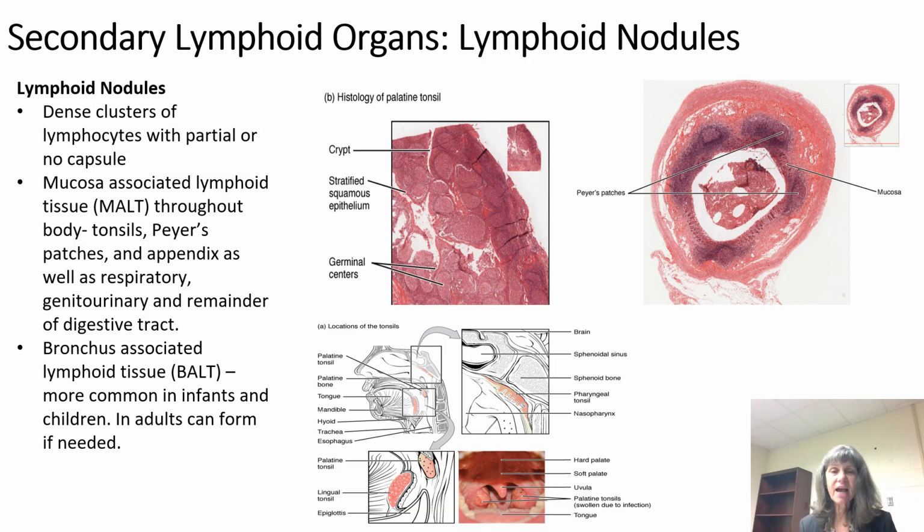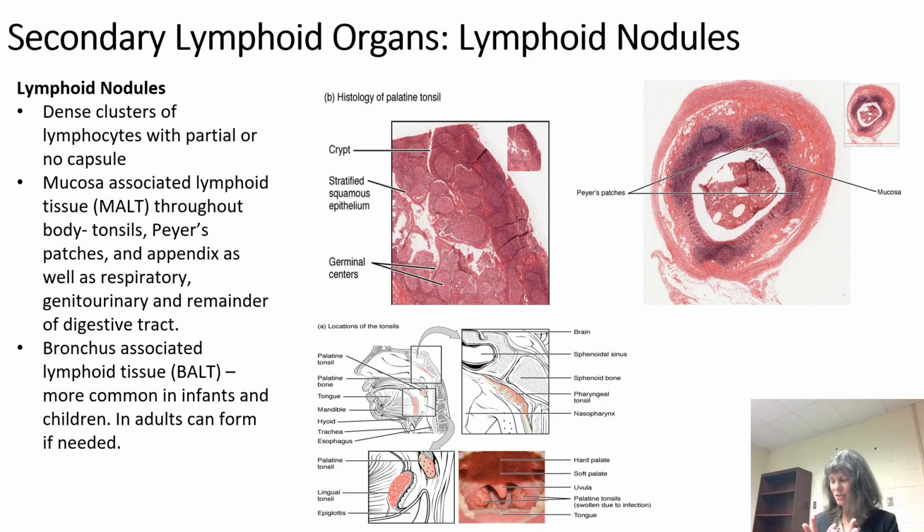Now, if we look at the pictures on this slide, you'll notice at the top picture, right in the center of the slide, there is a crypt in the palatine tonsils. We have palatine tonsils, lingual tonsils, pharyngeal tonsils, and there's another little group of tonsils known as tubal tonsils.